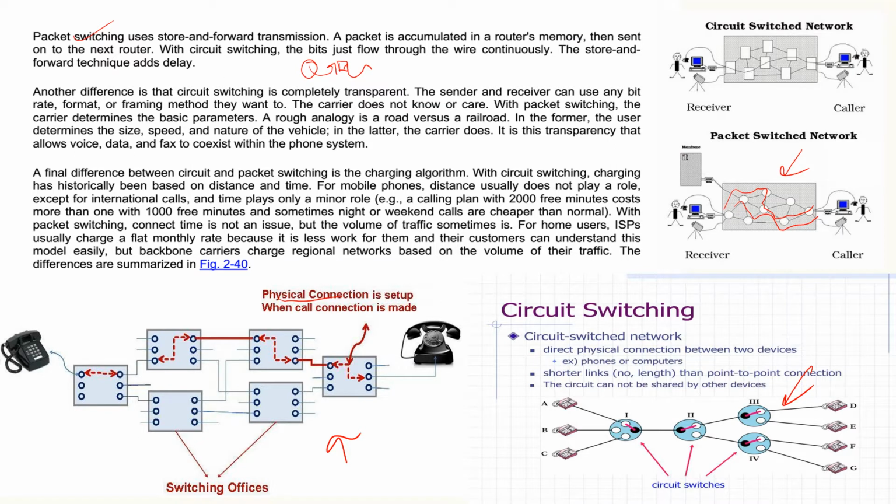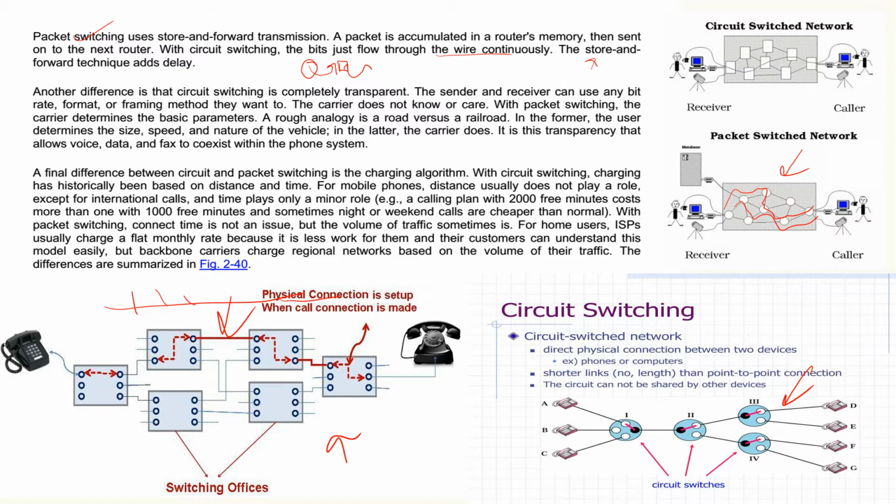Whereas in circuit switching, the bits just flow, it streams bit by bit, it does not wait. If one bit is there, it will go through the wire continuously. If we are storing and waiting, it will cause some delay. In packets it is smaller, in messages it is more, but the delay is there because you are waiting for the packet or the message. So that is one difference between packet and circuit switching.